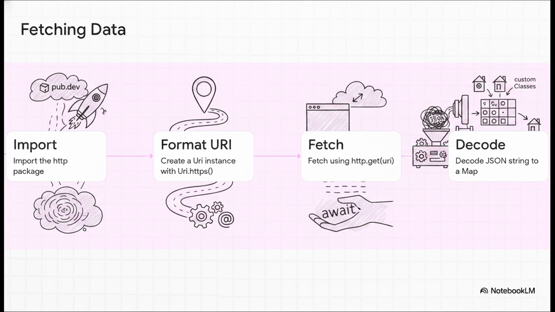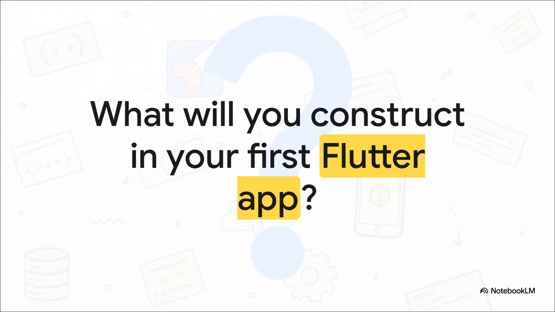So we use Dart's built-in dart:convert library and its jsonDecode function to flawlessly translate that clunky JSON string into a structured, readable Dart map. And from there, we just map those keys straight into our custom classes. And just like that, the whole shebang comes together.